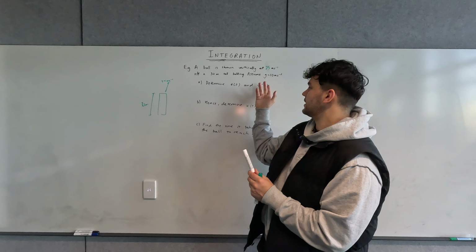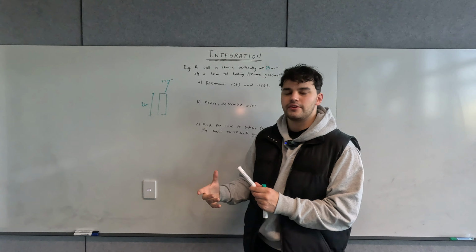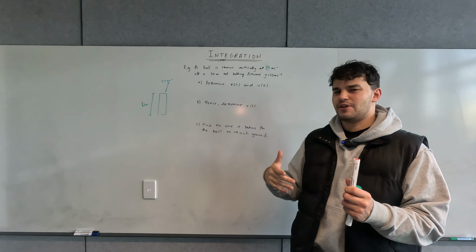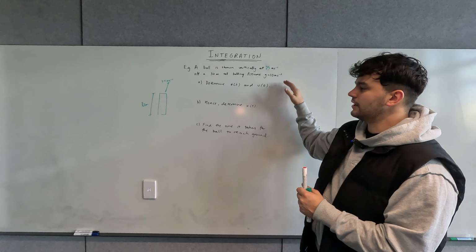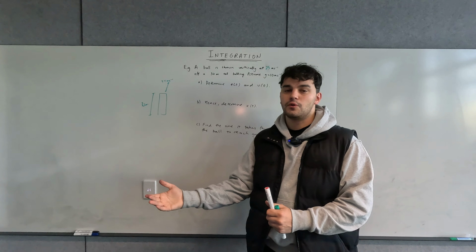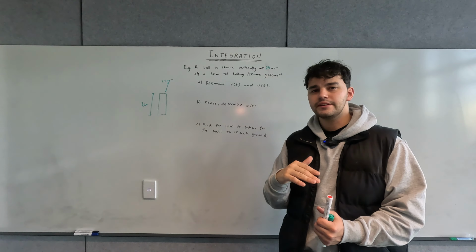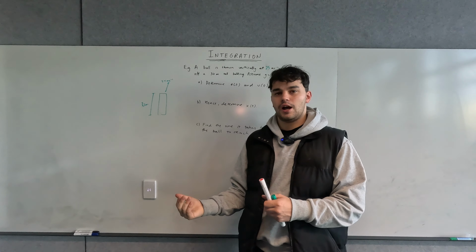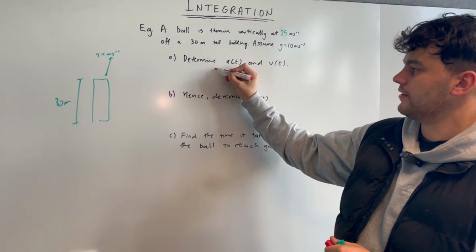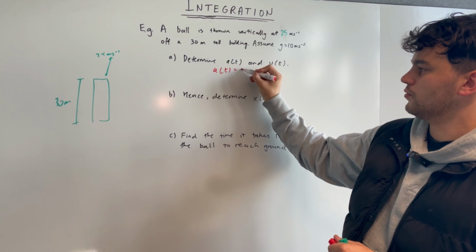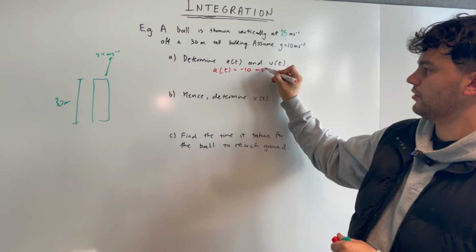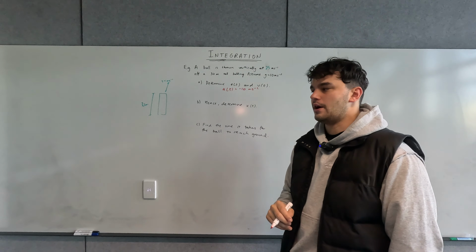Acceleration is pretty easy. It's already given to us, but a lot of people overlook this because they see acceleration as something different. But when something is thrown vertically and there's no external forces applied to it, then the only acceleration comes from gravity. So what we can say in this case is a of t is equal to -10. And I'll include a unit as well, which is meters per second squared.